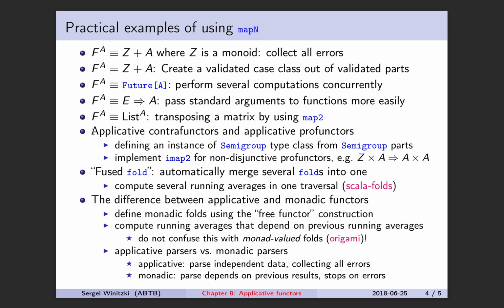I also talk about applicative contrafunctors and applicative profunctors. We have talked about contrafunctors in previous chapters, but not about profunctors. So I define what that is, and I show an interesting use case when we can define an instance of semigroup for some case class, given that its parts have a semigroup instance, and that turns out to require a profunctor that has an applicative property, or map2, or it's called imap2 sometimes.